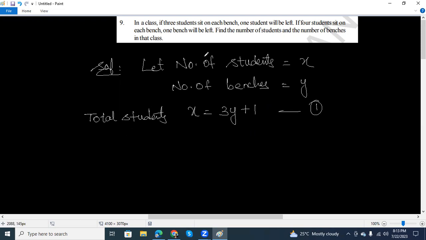Next, another condition. If 4 students sit on each bench, 1 bench will be left. Again, we will write the total students. For finding total students, we will make one more equation with the given second condition. What is the total students? x. x is equal to 4 students sit on each bench, that is 4y. Then 1 bench will be left. 1 bench will be left means how many students can sit on 1 bench? 4 students can sit, right? So minus 4 I will remove.